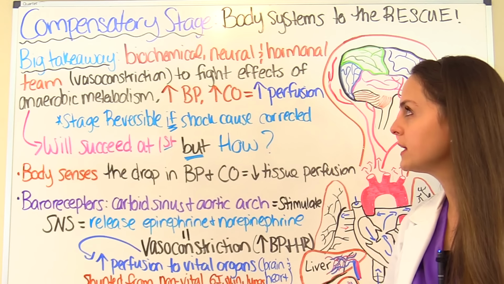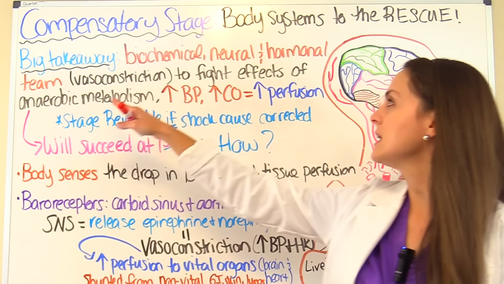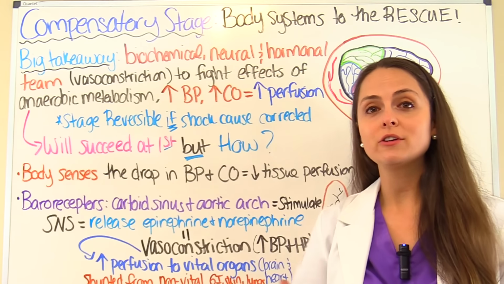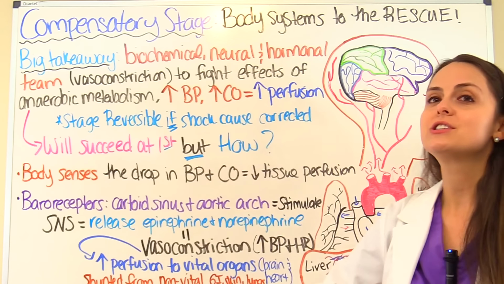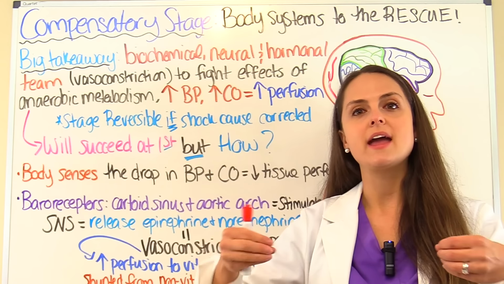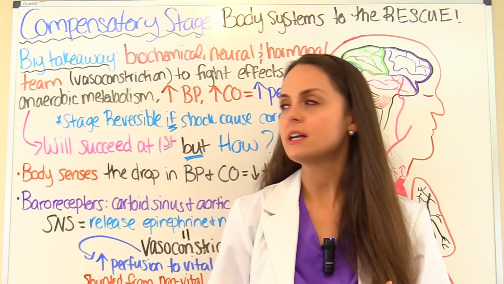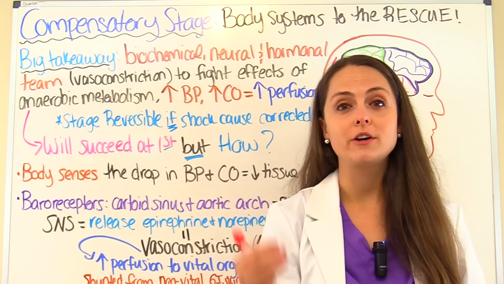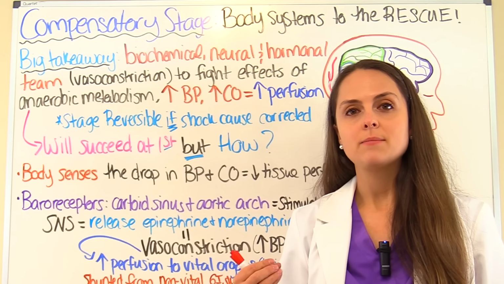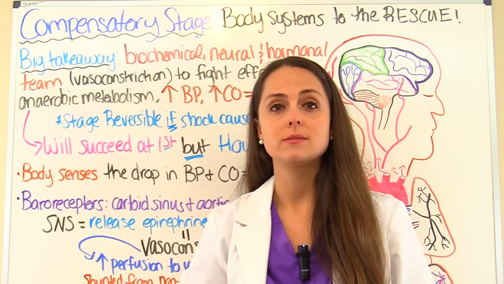So the big takeaway I want you to get from this stage is that our body is going to use a biochemical, neuro, and hormonal team to fight the effects of that anaerobic metabolism. And it's going to help increase our blood pressure, increase our cardiac output, which in the long run is going to increase our tissue perfusion, give those cells the oxygen they need so they can continue working, and we don't have the death of these organs. Now, if a patient enters this stage, it is reversible. So it's very important that we recognize the signs and symptoms of this stage and get the patient the appropriate treatment. Because if it's not corrected, they will go to the next stage, which is the progressive stage.